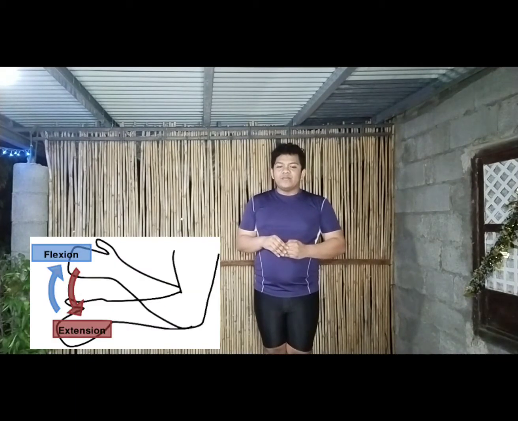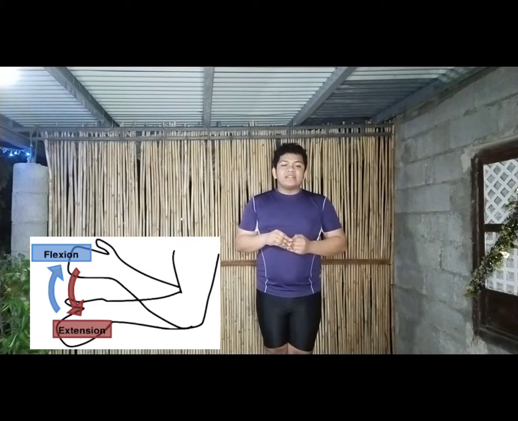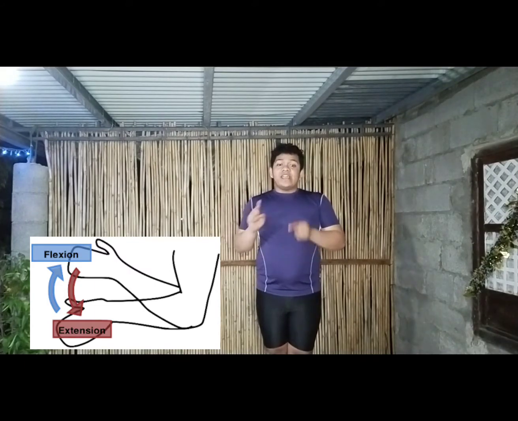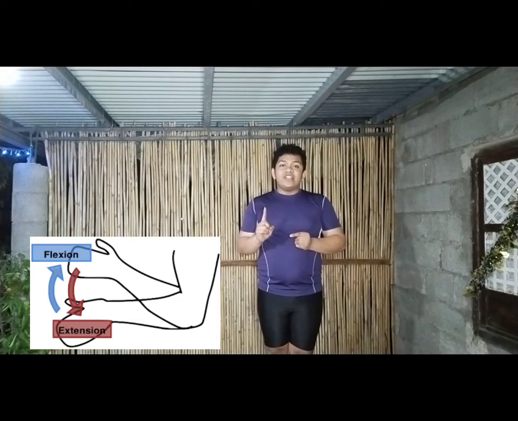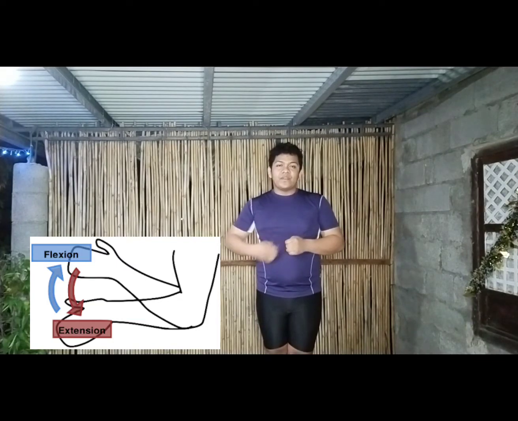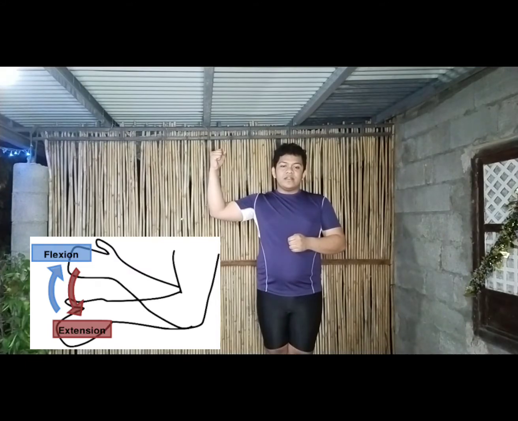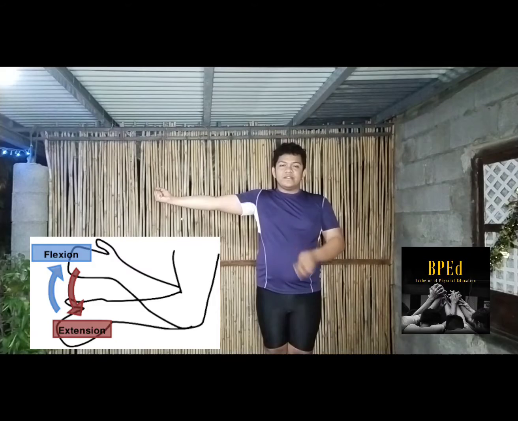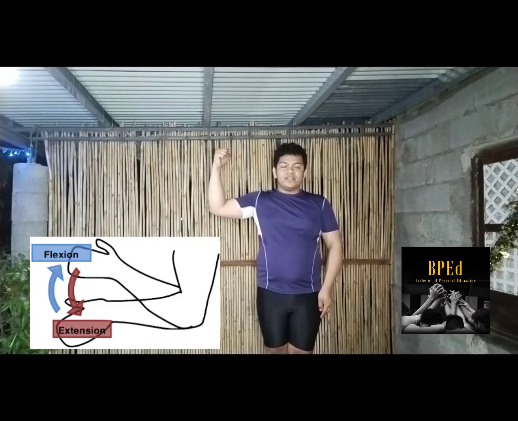Flexion is a movement that decreases the angle between two bones or two parts of the body, while extension is a movement that increases the angle between two bones or two parts of the body. Always remember, flexion decreases, extension increases. Flexion, extension.